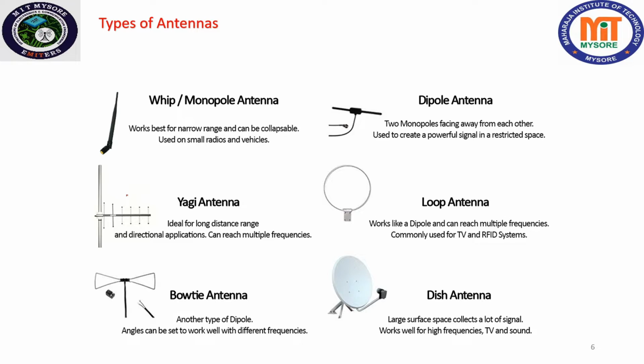whether it is for television, whether it is for FM radio, AM radio, short waves, whether you are going to use it on top of the car or any other vehicle. So based on this, we can name different types of antennas. Few of them have been explained here: monopole or whip antenna, dipole antenna, loop antenna, Yagi or Yagi-Uda antenna, and dish antenna. This is just to familiarize you with different antennas.